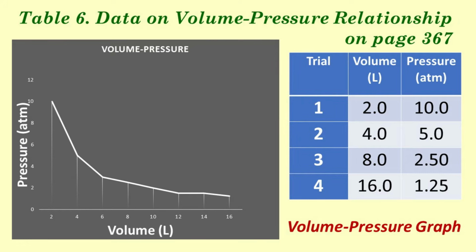Additionally, Table 6 on your Science 10 book, page 367, shows the data on volume-pressure relationship. We have trials 1, 2, 3, and 4. The values of volume in liters are 2.0, 4.0, 8.0, and 16.0, while the values of pressure in atmospheres are 10.0, 5.0, 2.50, and 1.25. We can say that as the volume increases, the pressure decreases.